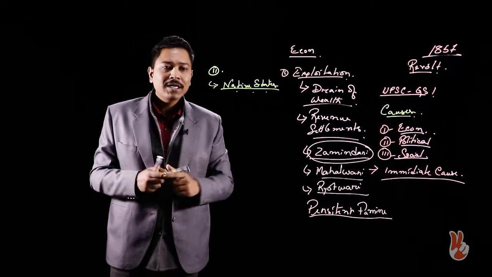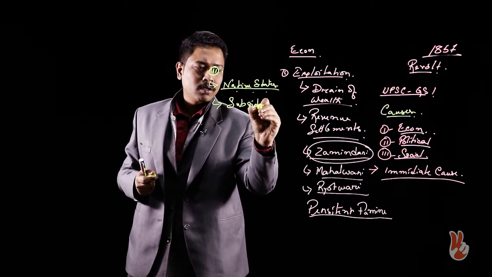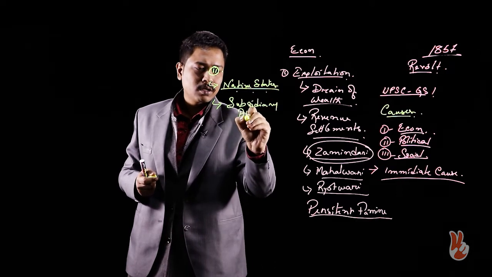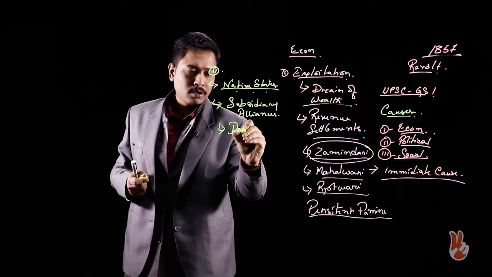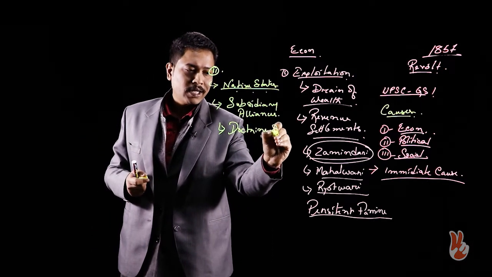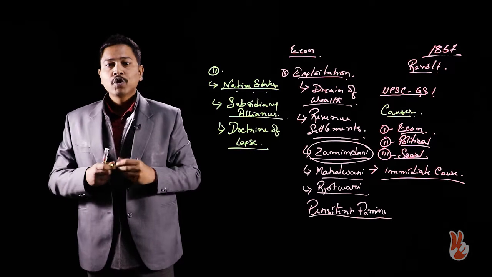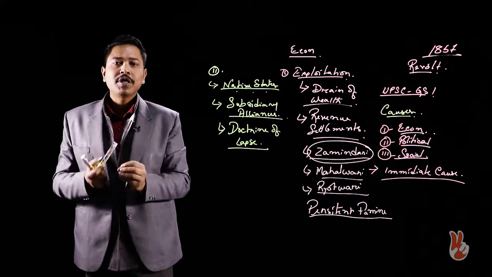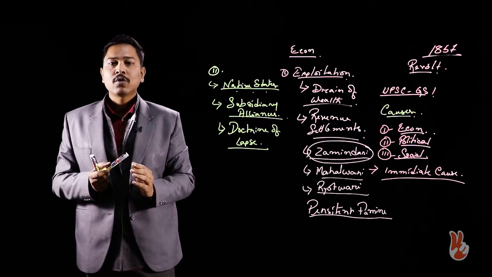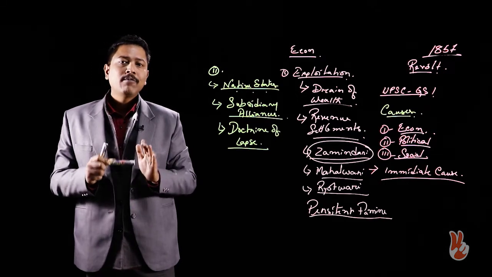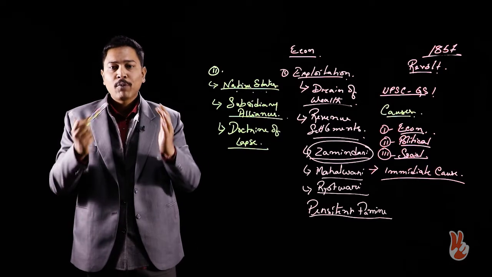But that aside, we can see certain policies such as that of subsidiary alliance, then the doctrine of lapse. Now, these political systems were devised in such a way so as to establish British paramountcy over native Indian states, so as to convince the native Indian states or bring them to a state whereby they would be obligated to the British East India Company's political power in India.